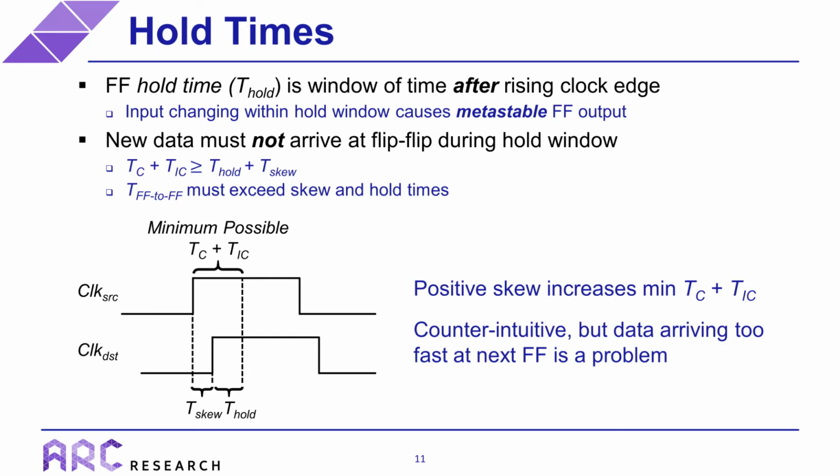So mathematically, this means that the sum of the cell and interconnect delays must exceed both the clock skew and the hold time, as shown in the figure at the bottom. Or in other words, the total delay between flip-flops must exceed the skew and hold times. So with regards to hold time, the implication of a positive clock skew is that it increases the minimum delay between the flip-flops. Now this can be very counterintuitive because it means that data arriving at the next flip-flop too fast is actually a problem. Fortunately, this isn't frequently actually a problem, and it's usually something that the synthesis tools will solve for you, but it is important to understand that it can occur.